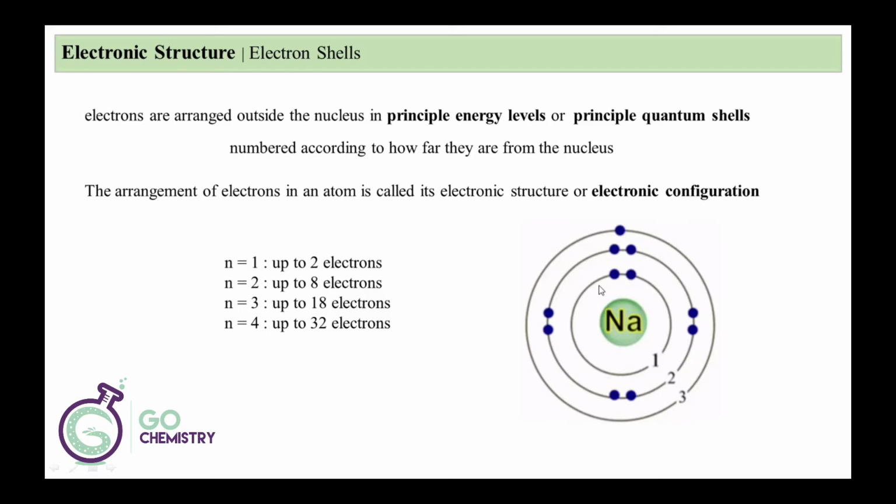The first energy level, or the first principal quantum shell, can hold up to 2 electrons, as you can see here. The second one can hold up to 8 electrons, the third one up to 18, and the fourth one up to 32 electrons. And actually, the arrangement of electrons in an atom is called its electronic structure or the electronic configuration. And we will be taking a look at this in detail in the next lesson.